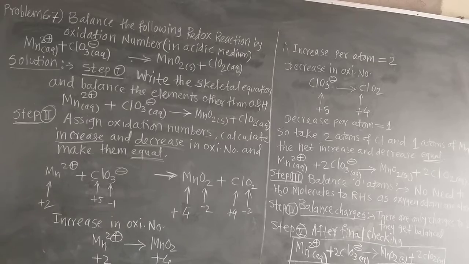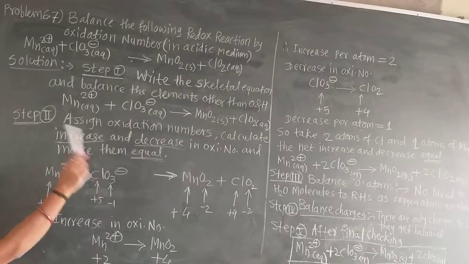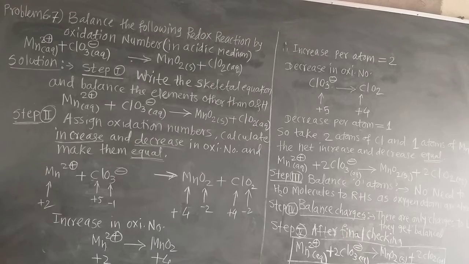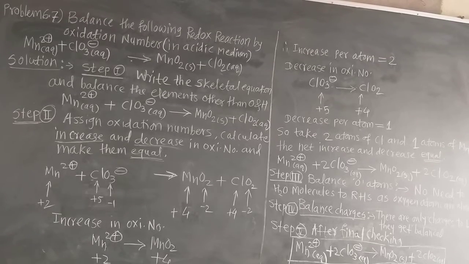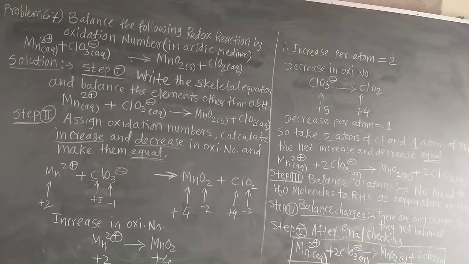Now in the second step, what is the second step? Assign the oxidation number of each and every atom to the reactant side and product side, and calculate the total increase and decrease in the oxidation number, and then make them equal. Now how do we make them equal? We multiply the coefficient of the increase in oxidation number to the decrease in oxidation number element. So here what is there? Now see first how the oxidation numbers are assigned here.